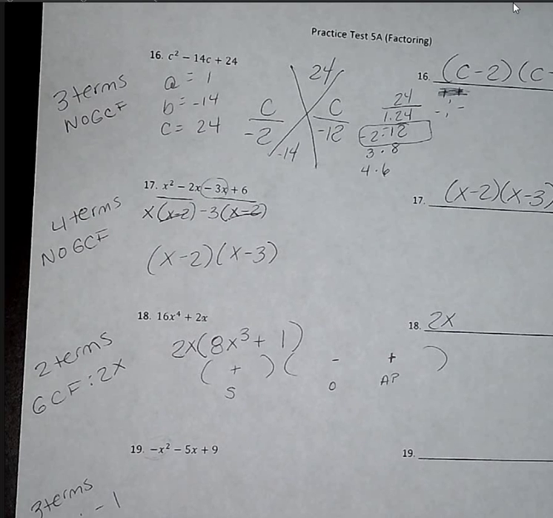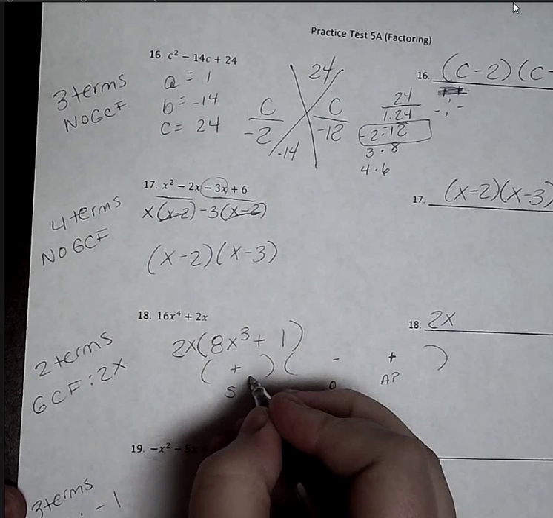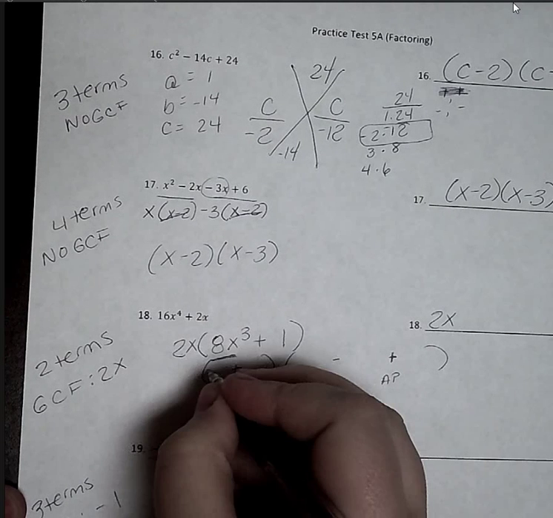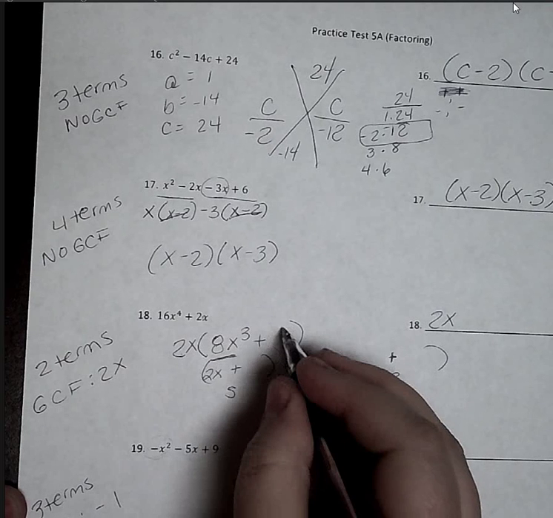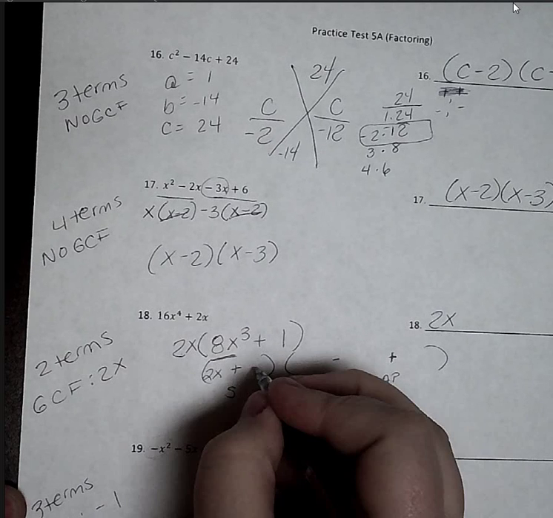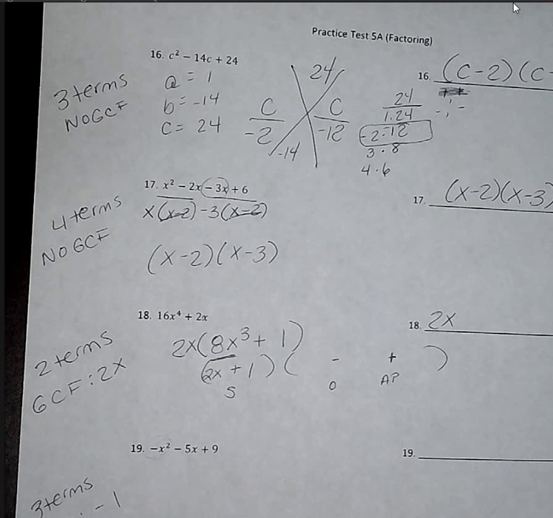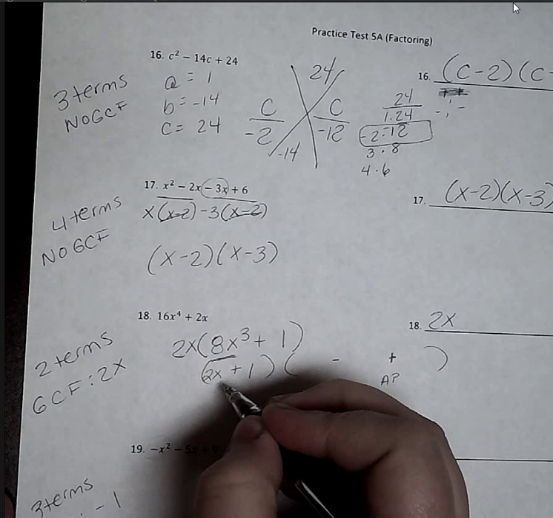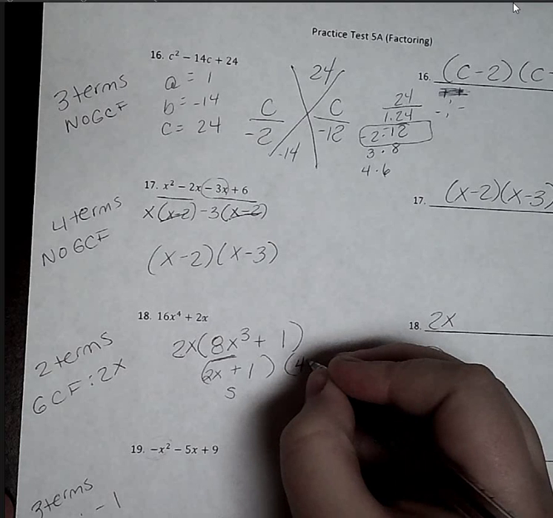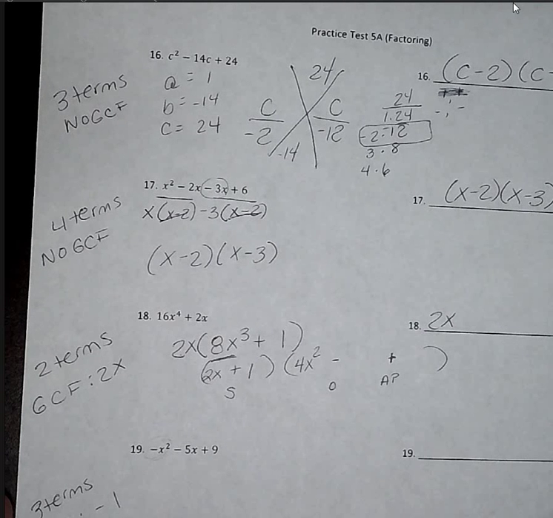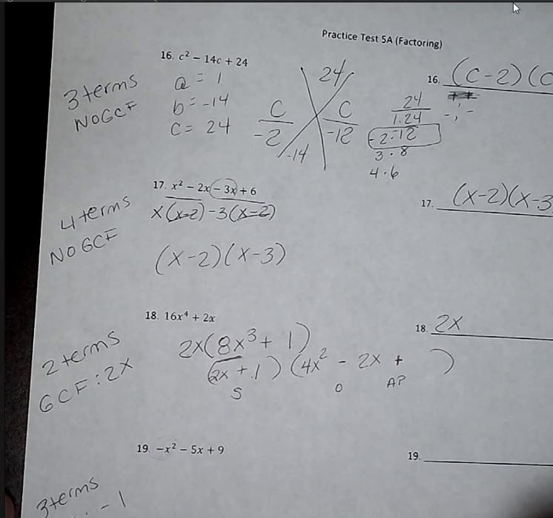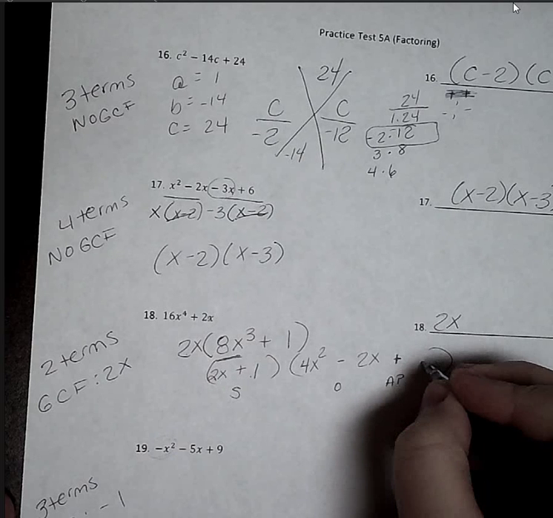So now, cube root. What times itself 3 times gives me 8x to the third? The answer is 2x. What times itself 3 times gives me 1? The answer is 1. So now, square, multiply, square. 2x squared means 2x times 2x, which is 4x squared. Multiply these two numbers together to get a 2x here. And then you square this, so 1 times 1 is 1.